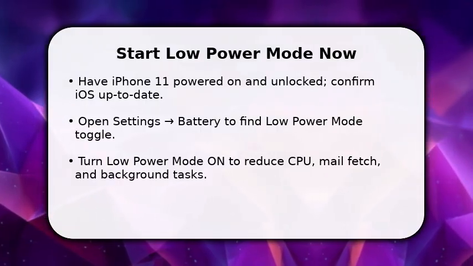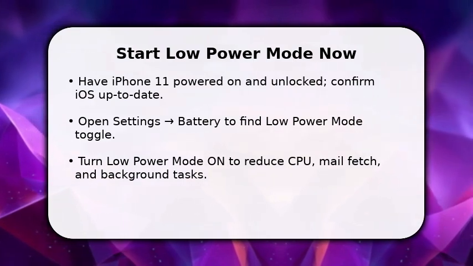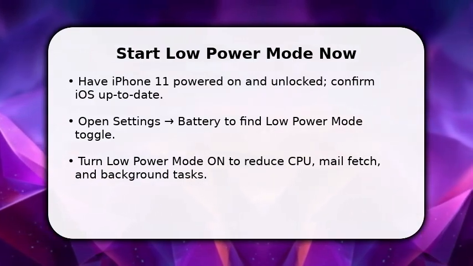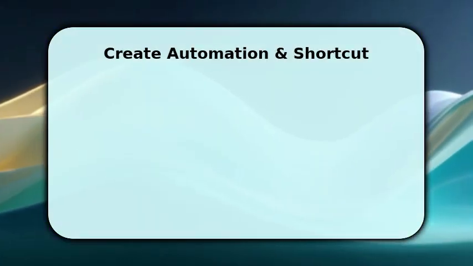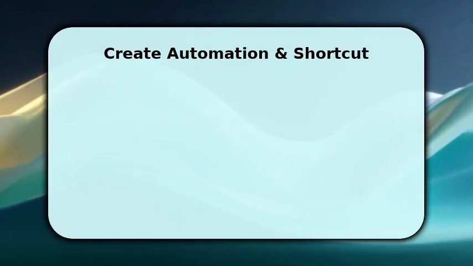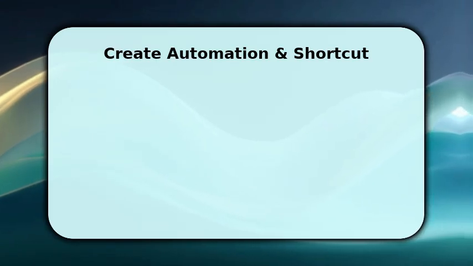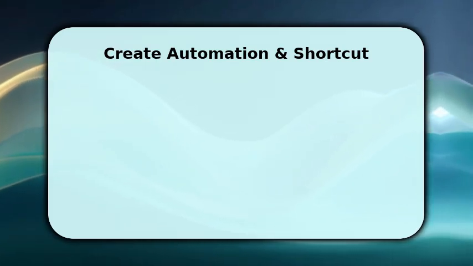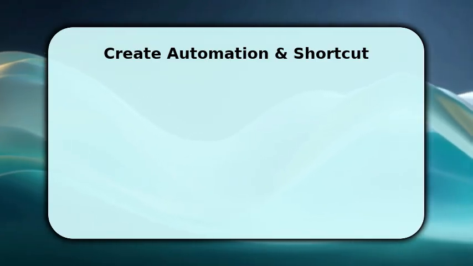If you need quicker access, keep going. There's a Control Center shortcut and automation you can add next. Continue by automating Low Power Mode so you don't rely on manual toggles. Open the Shortcuts app, tap Automation, then create Personal Automation. Select battery level and set the threshold, for example, below 20%. Add the action Set Low Power Mode and set it to On.